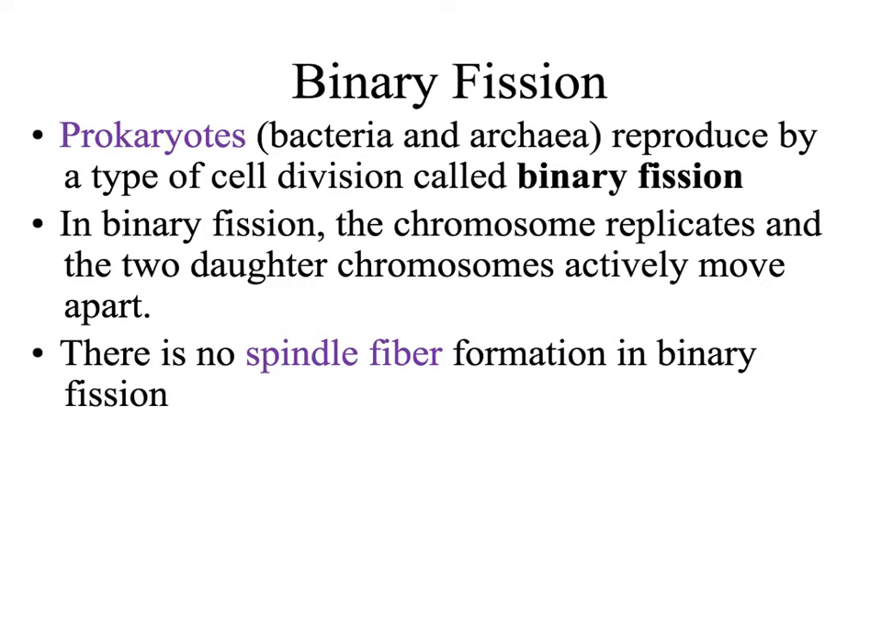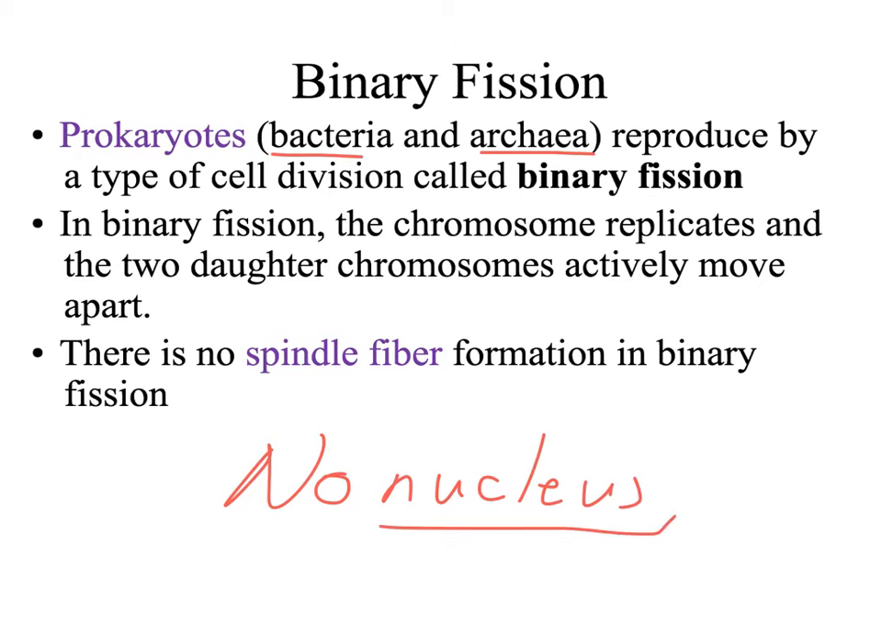Actually, let's look at cell division for prokaryotes. What are prokaryotes? Prokaryotes are bacteria and archaea. You remember, prokaryotes do not have a nucleus. If there is no nucleus in prokaryotes, they cannot divide by mitosis, because mitosis is the division of the nucleus. Therefore they divide by binary fission. What is binary fission? Binary fission is very simple, and it doesn't need spindle fiber formation.